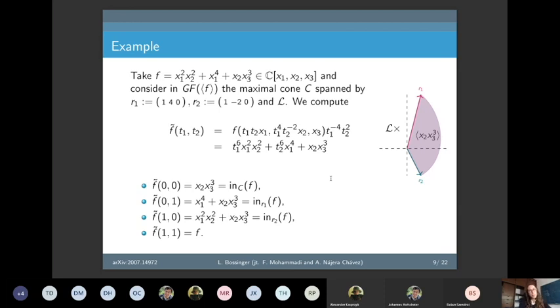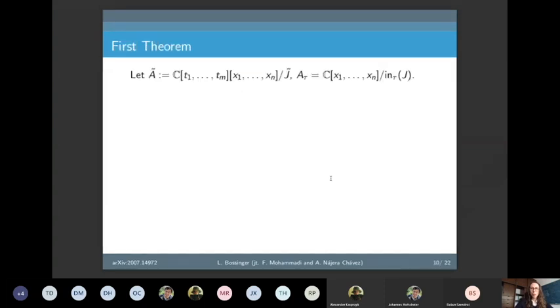Okay, and these observations are actually true in general, and that's going to be our first result on the next slide. In case there's no questions, I will just move on. So here's the first theorem.